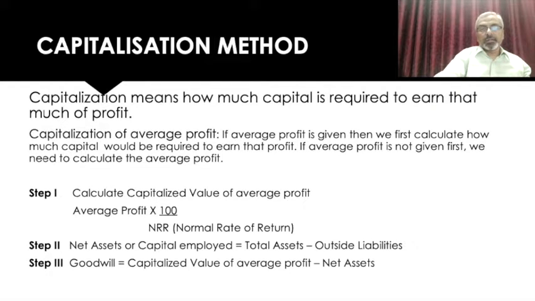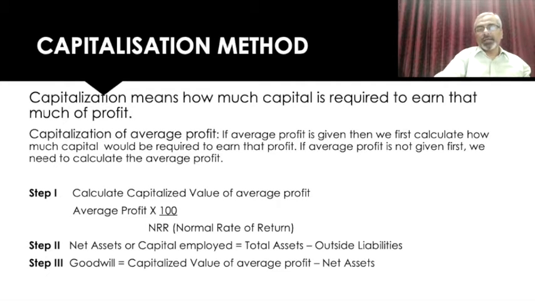How do you do that? The formula is average profit into the reciprocal of the normal rate of return. Now what do we mean by reciprocal of normal rate of return? 100 by the normal rate of return. Is it clear? So this is the first step which has to be followed, where we find out the capitalized value of average profit. The second step is to find out the net asset or capital employed.